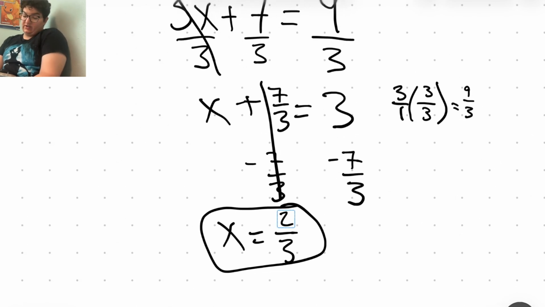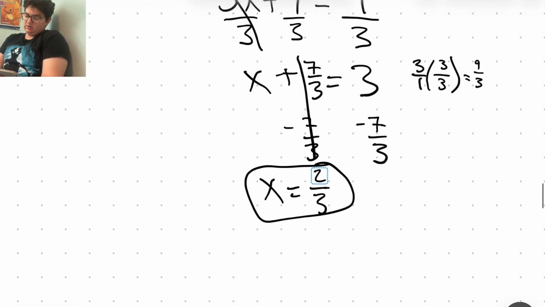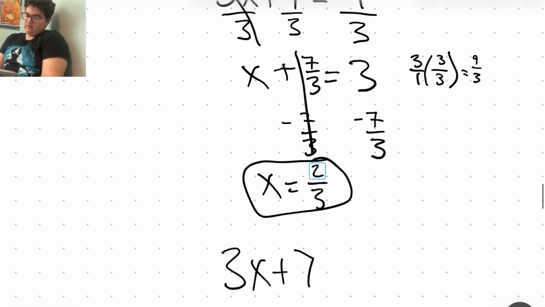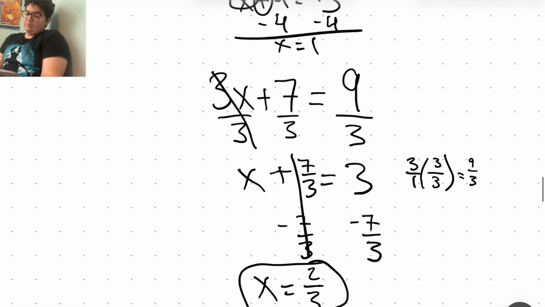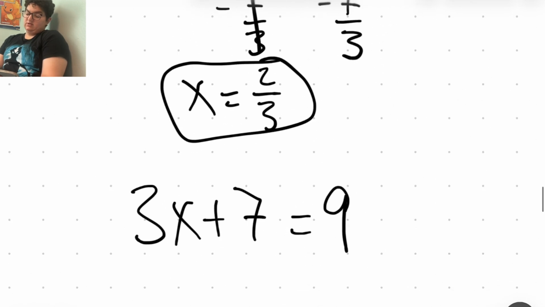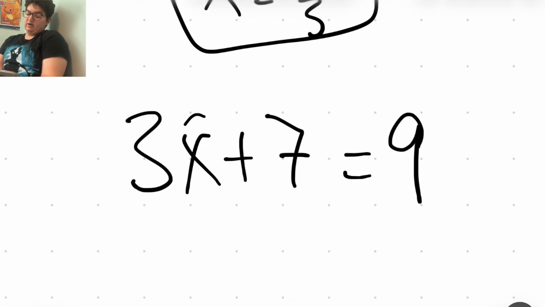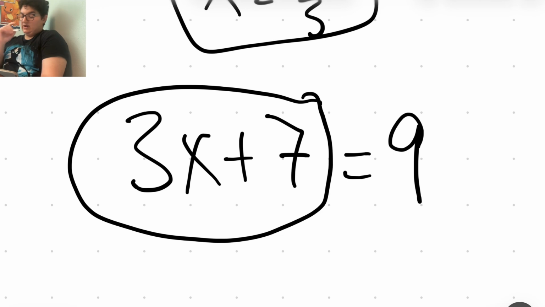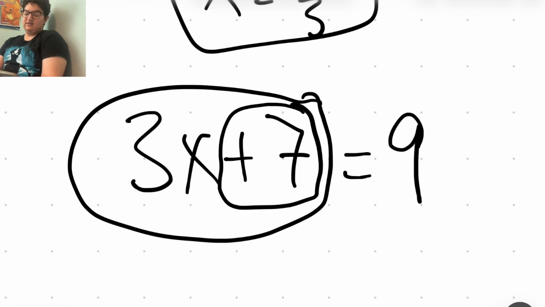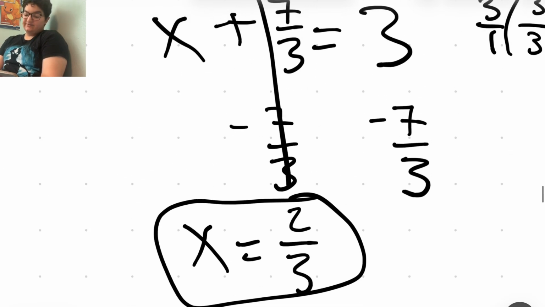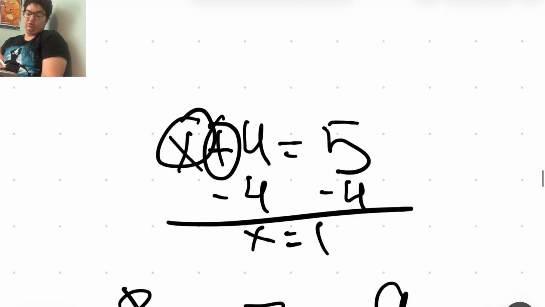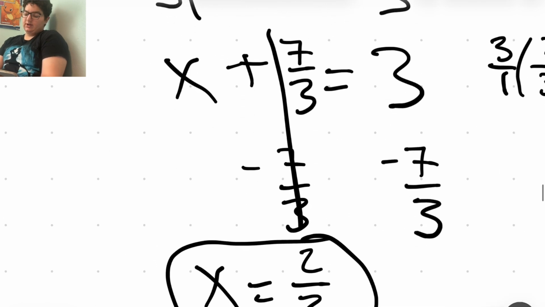The most efficient way to solve this problem. So what was our problem? It was 3x plus 7 equals 9. The most efficient way to solve this problem is to, instead of looking at what's directly connected to x, look at the whole math sentence and see what part is the easiest to separate. The easiest part is actually what's not connected to x, which is different from when we're doing one-step equations and we're focusing on x so much.